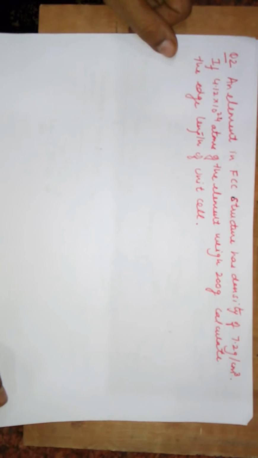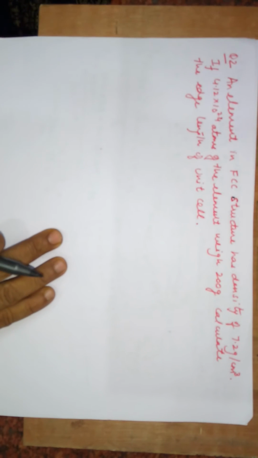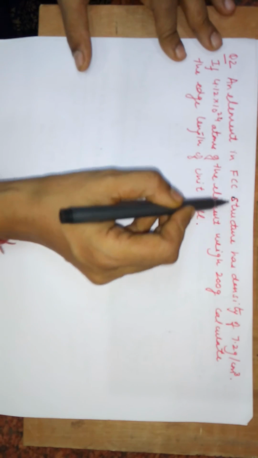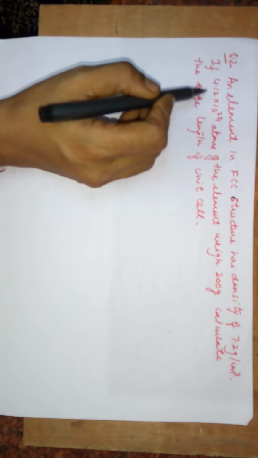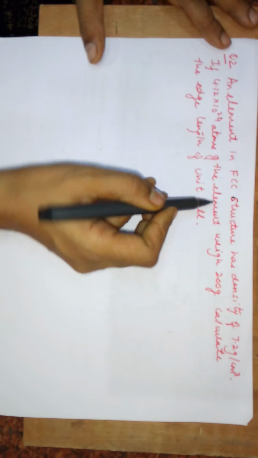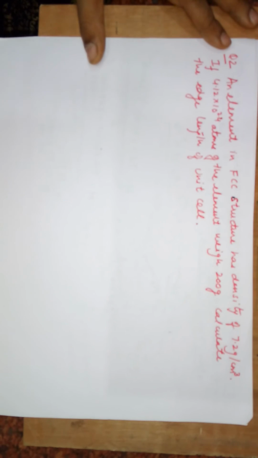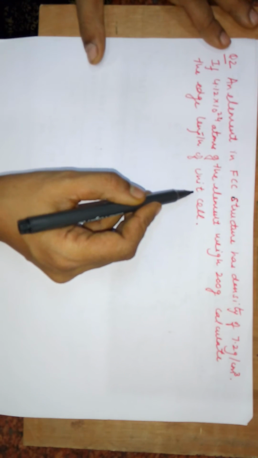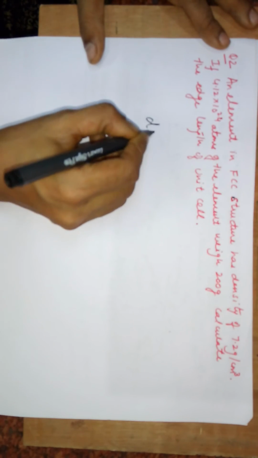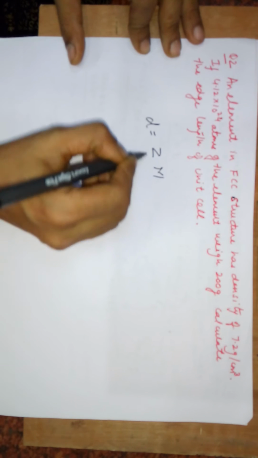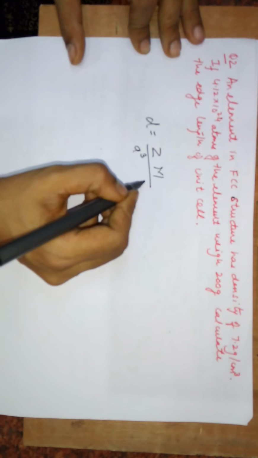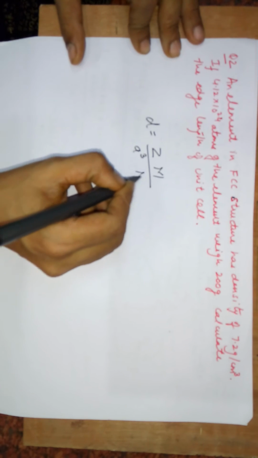The second numerical is as given. This time the element in FCC structure has a density of 7.2 grams per cubic centimeter. If 4.12 times 10 to the power 23 atoms of the element are weighing 200 grams, you are supposed to calculate the edge length of the unit cell, which means A is the requirement. FCC gives you the Z value, density is provided to you. So the formula remains density is equal to number of atoms in the unit cell, atomic mass, A cube, the edge length whole cube, and Avogadro's number.